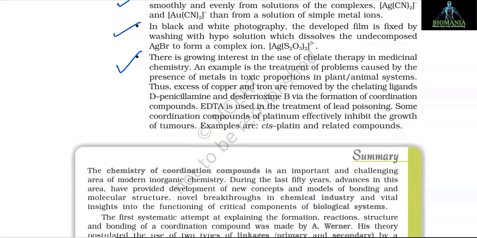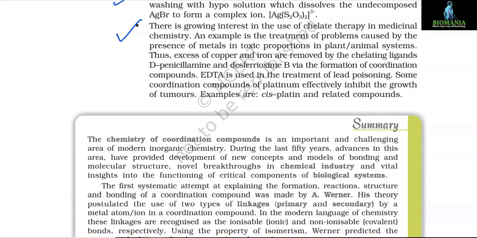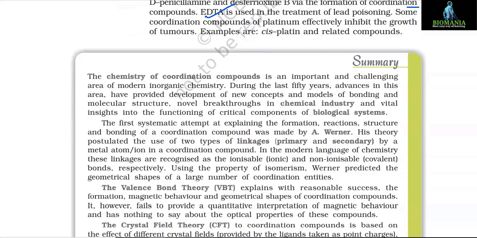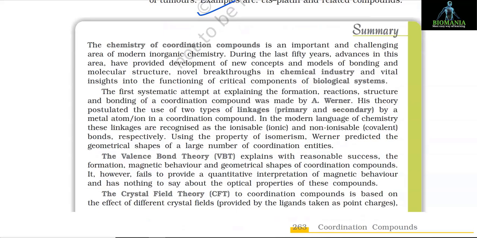There is growing interest in the use of chelate therapy in medicinal chemistry. An example is the treatment of problems caused by the presence of metals in toxic proportion in plant-animal systems. Thus, excess of copper and iron are removed by the chelating ligands D-penicillamine and desferrioxime B via the formation of coordination compounds. EDTA is used in the treatment of lead poisoning. Some coordination compounds of platinum effectively inhibit the growth of tumors. Examples are cisplatin and related compounds.